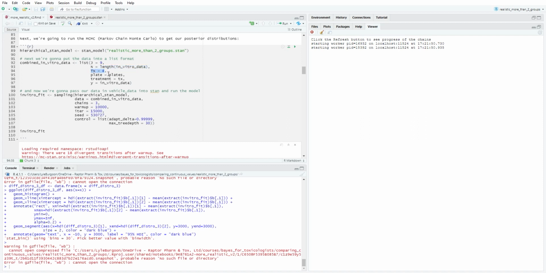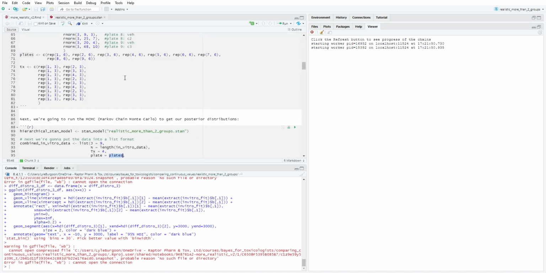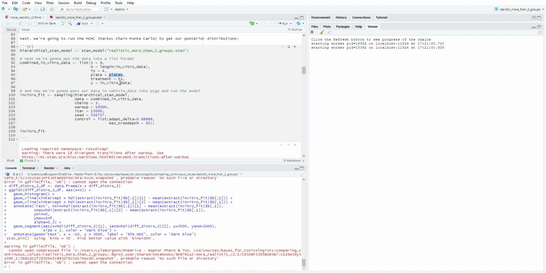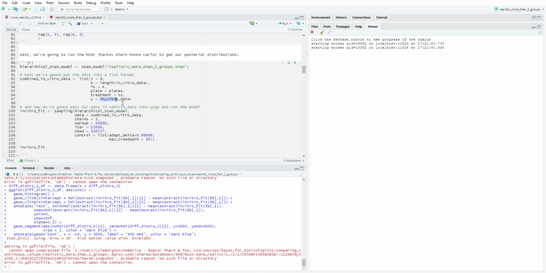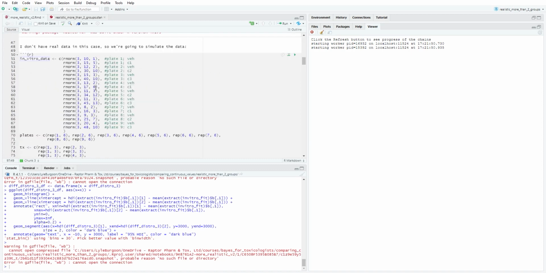So we've got vehicle, 1 micromolar, 10 micromolar, 100 micromolar. That's a total of 4 treatments. Our plate term is going to be our plates that we created in the block above right there. Tx is what we created right here, Tx. And then Y is our in vitro data, which was the data that we simulated right here.